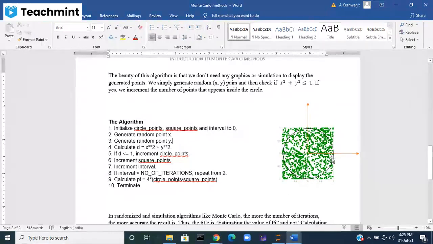I can study only the first quadrant, and then I can apply this rule: x squared plus y squared is less than or equal to 1. So we are going to study only the first quadrant, and then we find the number of points that lie inside this circular sector.